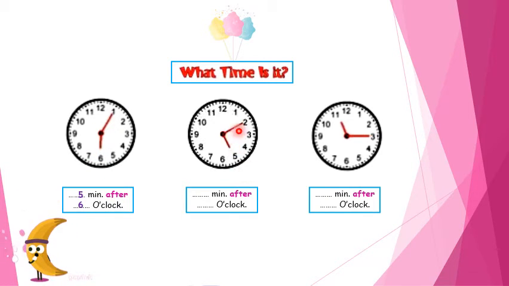Here the long arm is on 2, so you just skip count by 5, or you can multiply by 5. So 2 times 5 represents 10, or count by 5 each time: it's 5, and here it's 10. And the short arm is on 5, so it's 5 o'clock. Here the short arm is on 11 and the long arm is on 3, so 3 represents 15 minutes, so it's 15 minutes after 11 o'clock.